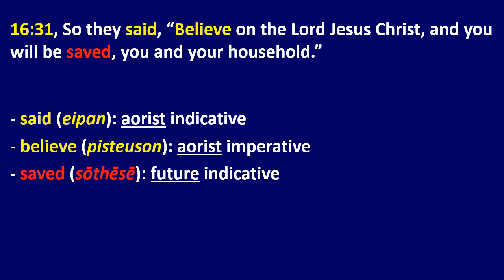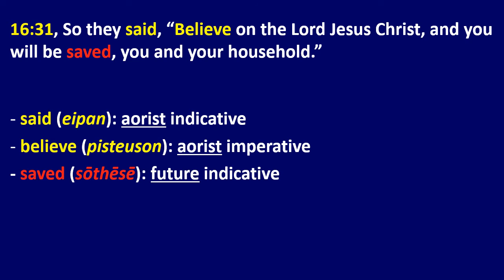Verse 31. So they said, believe on the Lord Jesus Christ, and you will be saved, you and your household. Again, two aorist uses here, and saved is in the future tense. And the aorist tense here for believe does not necessarily mean, just because it's aorist tense, believe once for all, and you'll be saved. In the past, some have used verse 31 in the aorist tense to come to that conclusion.